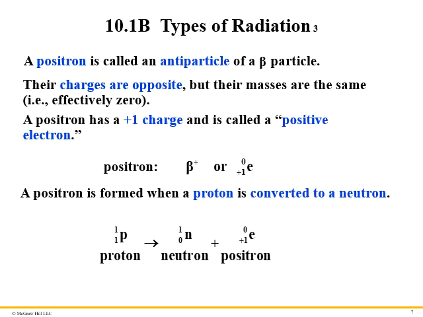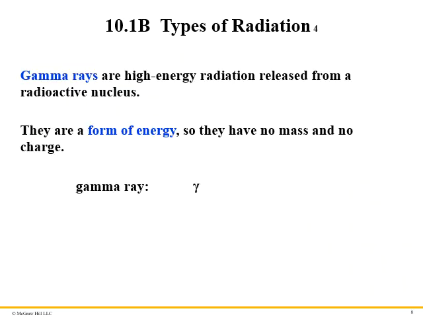And we denote all of this by using the Greek letter beta and a plus sign for the positron, or we simply use the symbol for the electron, which is the small e, and a plus charge, or a +1 charge. Positron is formed when a proton is converted to a neutron. So you can see here at the bottom that equation.